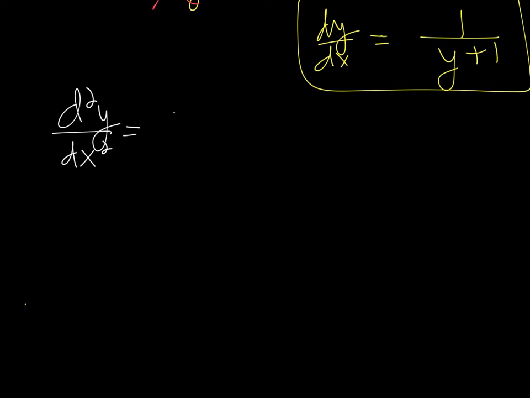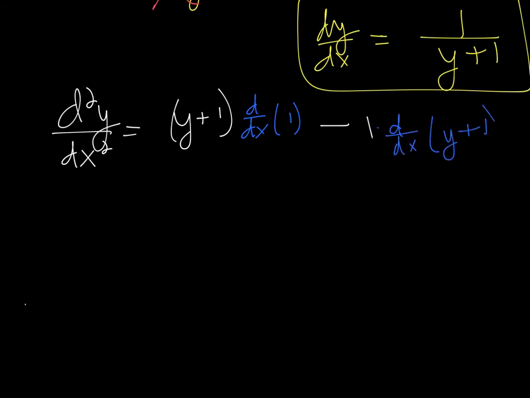So I've got denominator times my derivative of my numerator. I'll go ahead and write it out. Times derivative of 1 minus my numerator times derivative of my denominator. And if you don't know the quotient rule after today, something is wrong with you. And that's all over y plus 1 quantity squared.